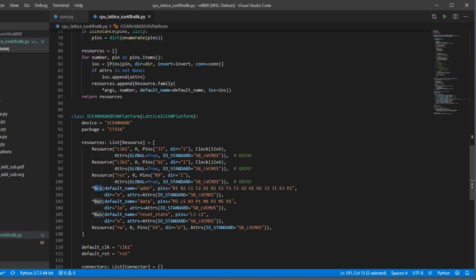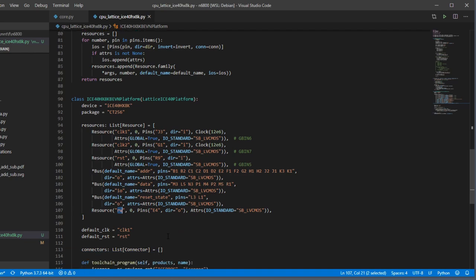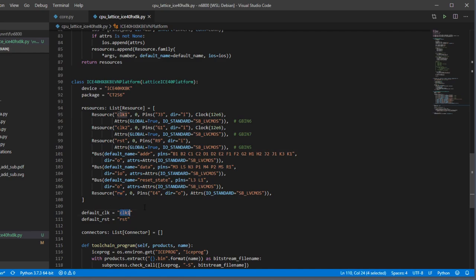So here's the bus for address. Here is the bus for data. Notice the data is I/O. And here's just an extra bunch of debug pins that I put out. This is just going to reproduce the reset state, so that if I actually put it onto the board and look at the reset state pins, I can see that it goes from 0 to 1 to 2 to 3, and then it stops there. And then there's the read-write pin, which, because we're outputting it, I may as well assign that to a pin as well. So the default clock is clock 1, and the default reset is just reset.